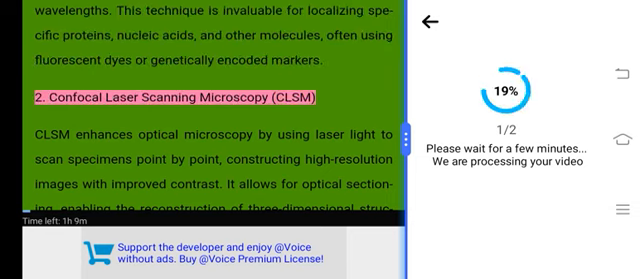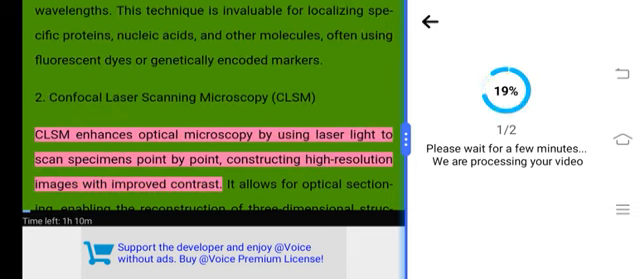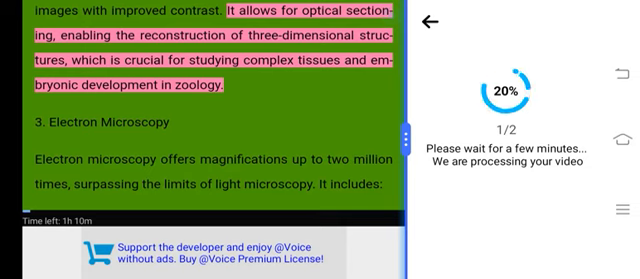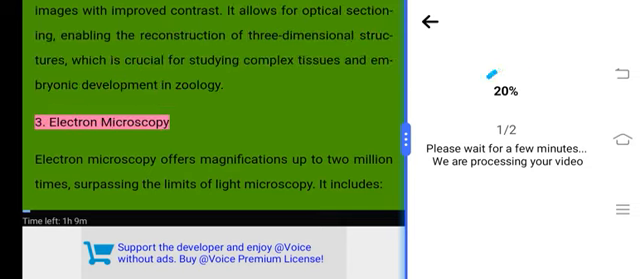2. Confocal laser scanning microscopy (CLSM). CLSM enhances optical microscopy by using laser light to scan specimens point by point, constructing high-resolution images with improved contrast. It allows for optical sectioning, enabling the reconstruction of three-dimensional structures, which is crucial for studying complex tissues and embryonic development in zoology.